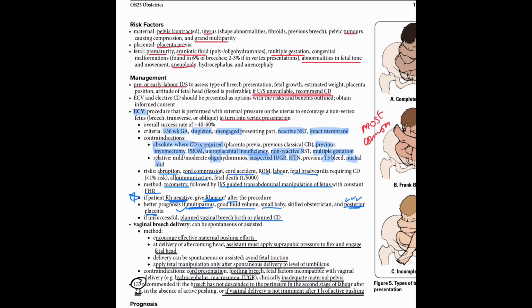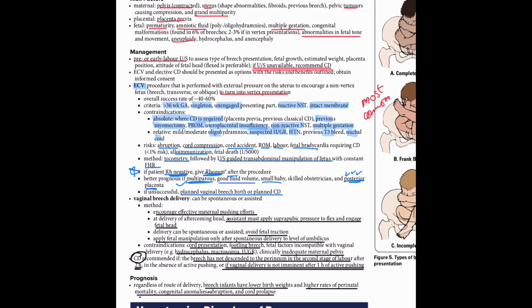But there are some prerequisites. We need that the baby should be just singleton. We cannot do it in multi-fetal gestation. We need that the baby is unengaged. What if the baby is at station +1, the buttock is at station +1? No, we will not do it. So we want the baby unengaged, non-stress test is reactive, the membranes are intact, and baby singleton. So after 36 weeks of gestational age, we can try ECV. So it's a single baby, unengaged, NST is reactive, meaning the baby's heart rate we are closely monitoring is normal, and the membranes are intact.